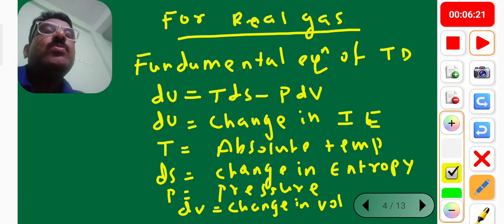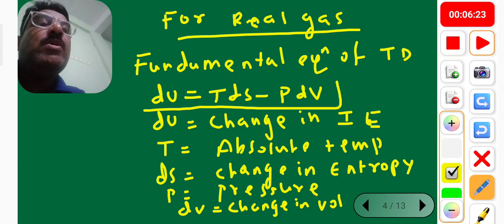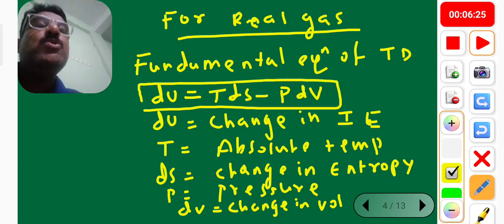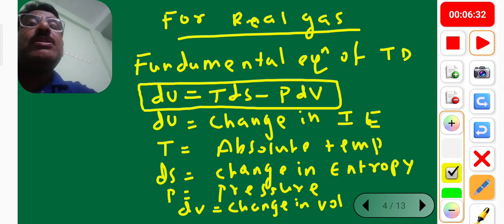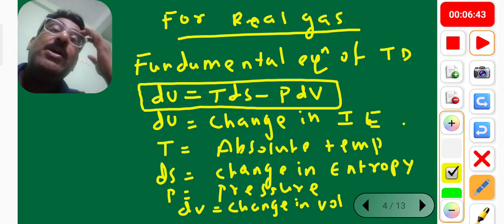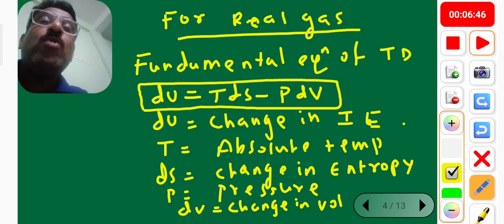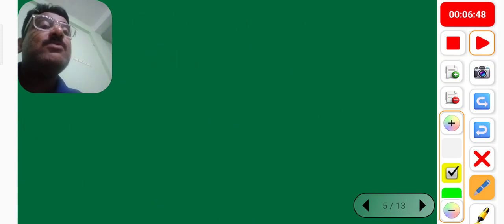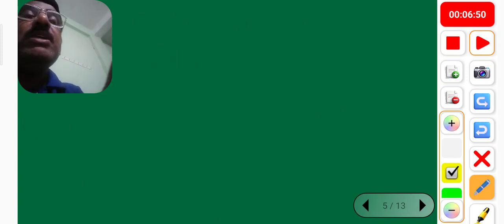Okay, so this is the first law, the fundamental equation for thermodynamics: dU is equal to T dS minus P dV. Using this equation, I'm going to solve and find out what the volume change is for a real gas, in the same question which we have seen before. So we will see how much the volume increases in a real gas. For that, we have this dS.